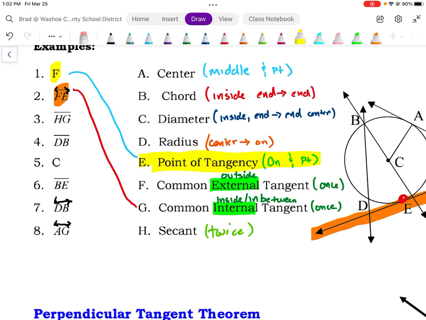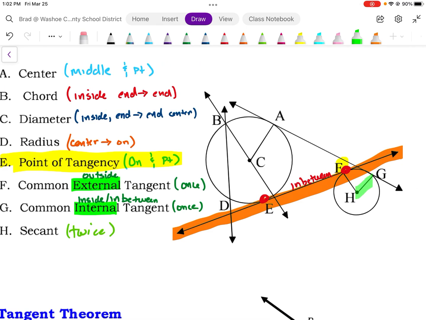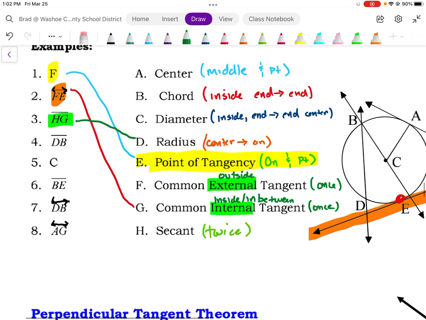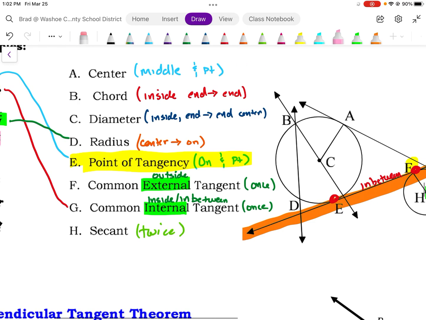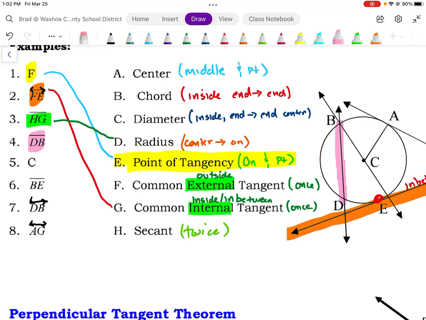And then HG, we'll do HG here in green. Now notice it doesn't have arrows, so it has to stop. So HG is going to go from the center to a point on it. So this is clearly going to be a radius. So DB is going to be the same situation. It's going to stop inside of the circle. So let's take a look at this. So if I just look at DB without any arrows, it is just that piece.